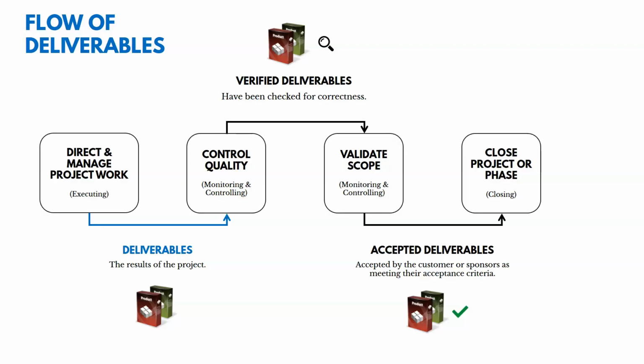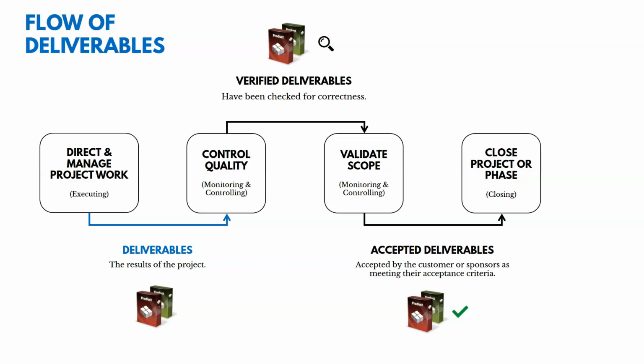Now, I'm going to come back to this diagram several times throughout a variety of videos, but I just want to first introduce it to you. I know it's a lot to digest, but I want to start discussing it. So if you look on the left here, you're going to see this process: direct and manage project work. That's an executing process. An output of that are going to be deliverables. That's the results of the project. And they become an input to a process we're going to talk about later, controlling quality.